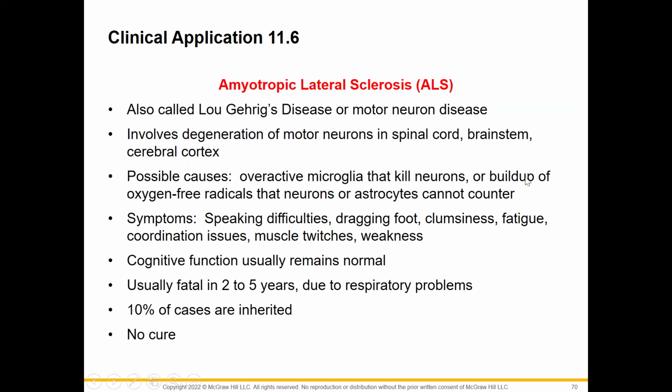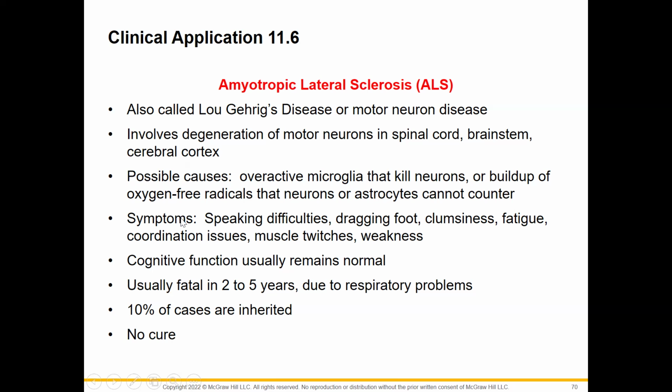There can also be a buildup of free radicals that damage and destroy the neurons. So there's a buildup of free radicals that the neurons or astrocytes cannot counter, meaning there's not enough antioxidants in, around, or associated with these cells to combat the presence and action of these oxidants, of these free radicals.